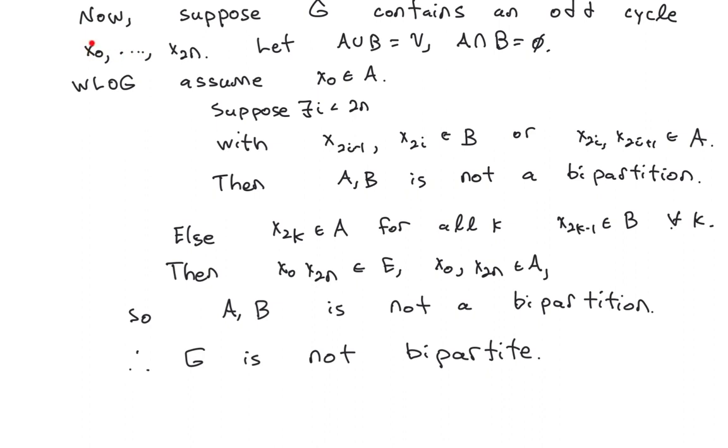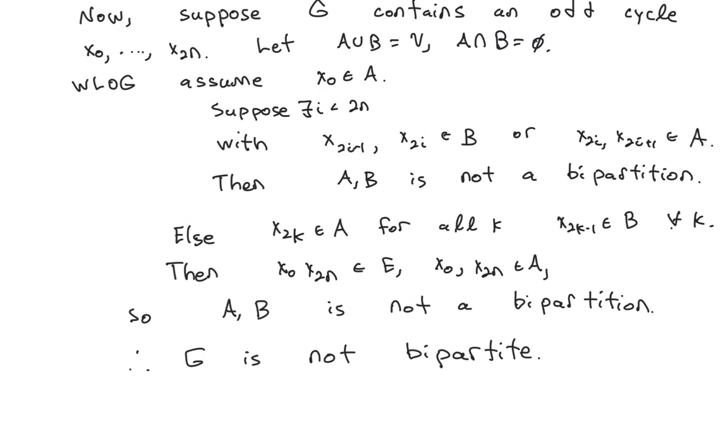All right, now let's suppose G contains an odd cycle. Let's call the vertices on the odd cycle x0 through x2n. Now let's suppose we have a decomposition of V into two disjoint subsets. We want to show that A and B is not a bipartition. Up to changing the role of A and B, we can assume x0 is in A. Now suppose there exists an i less than 2n such that these adjacent vertices on our cycle are both in B or both in A.